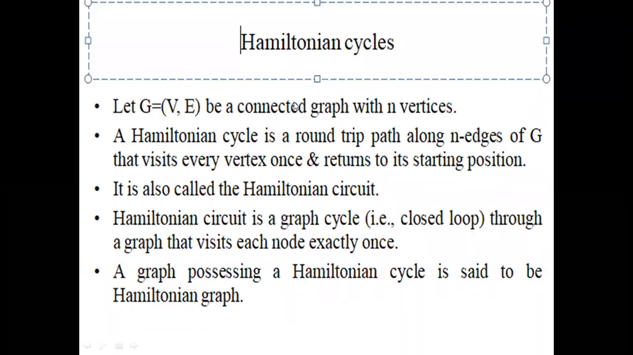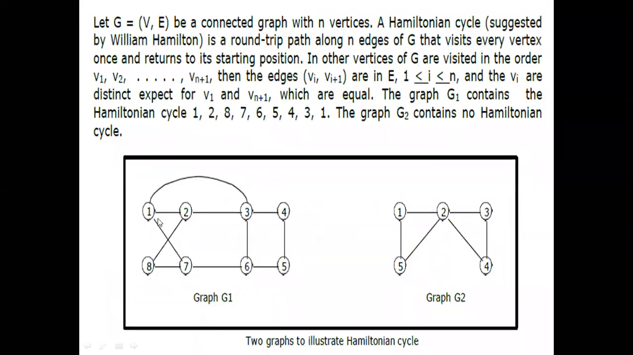Here the solution is represented by x1, x2, x3, x4. Suppose the graph has 8 nodes. Then the solution is represented by an 8-tuple x1 through x8. Suppose the graph starts at the first vertex, and each vertex is visited exactly once: 1 to 2, 2 to 8, 8 to 7, 7 to 6, 6 to 5, 5 to 4, 4 to 3, 3 to 1.